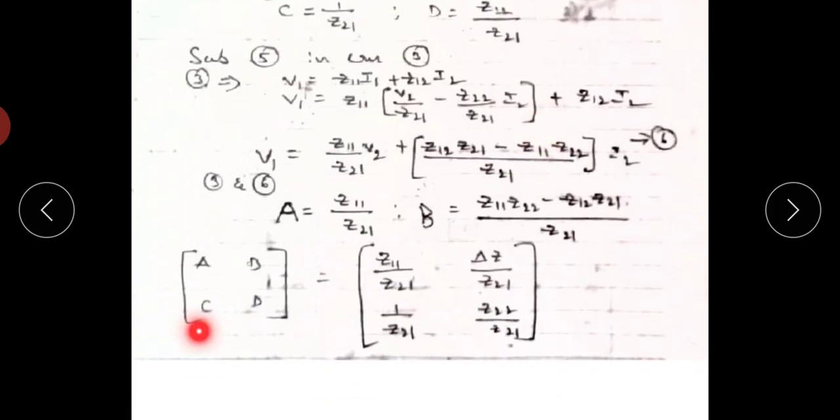So finally, the ABCD parameter matrix in terms of Z parameters: A equals Z11 by Z21, B equals delta Z by Z21, where delta Z is the determinant of the Z matrix. Next, C equals 1 by Z21, and D equals Z22 by Z21.